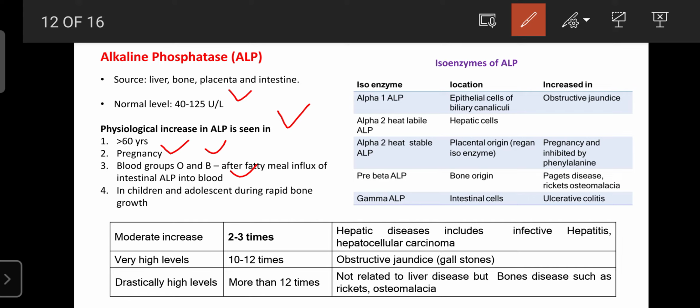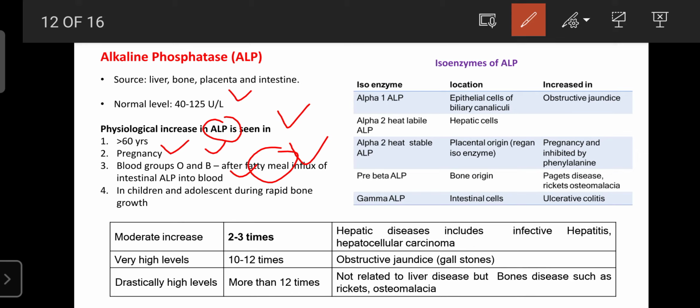In the case of blood groups O and B, they always have a higher ALP level after a meal. That is also something to consider. The blood group is also reflected in the alkaline phosphatase level. So in the case of O and B blood groups, it increases after a meal. You can account for that too. If the patient is O or B and has taken a fatty meal, then you can consider this.